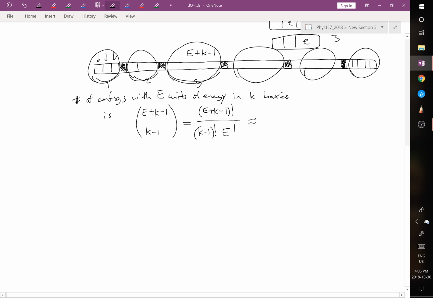Also, we're just going to ignore the 1 here. So this is (E plus K) factorial over K factorial times E factorial. Okay. Now the entropy is the logarithm of that number. So entropy is proportional to this guy.